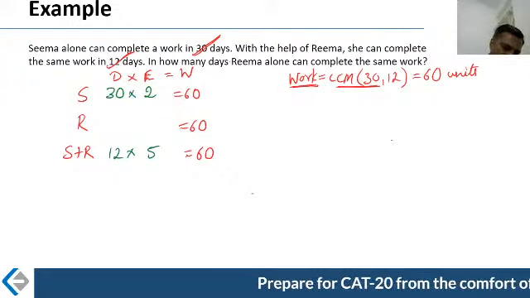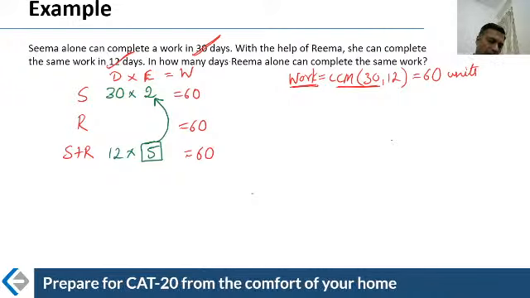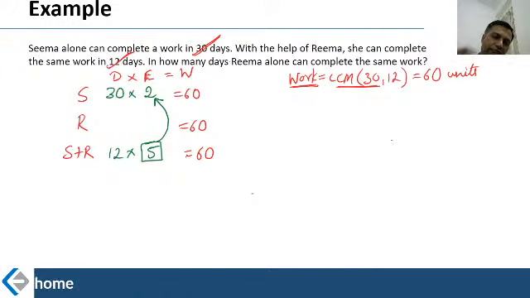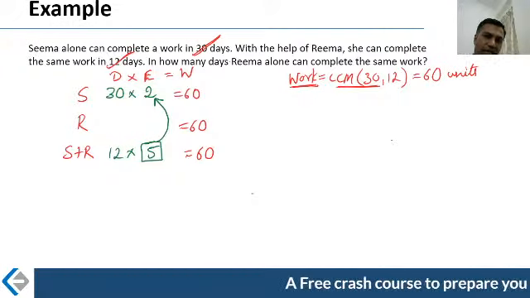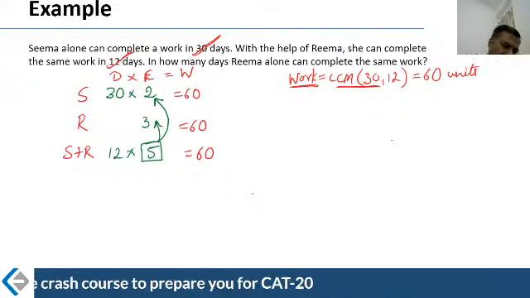Now look at this. This 5 is the combined efficiency of Seema and Rima put together. Out of this 5, Seema contributes 2 pieces. Assume that they are tailors. Together they can stitch 5 shirts per day, out of which Seema is stitching 2 shirts per day. Then Rima is stitching the remaining 3 shirts per day. Therefore, you got your answer.